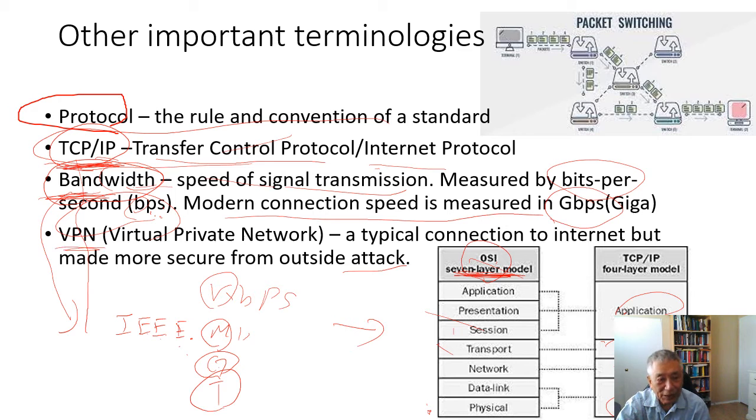And then VPN, virtual private network. This is something to do with security issues, where there may be some hacking or some kind of danger of somebody coming in.